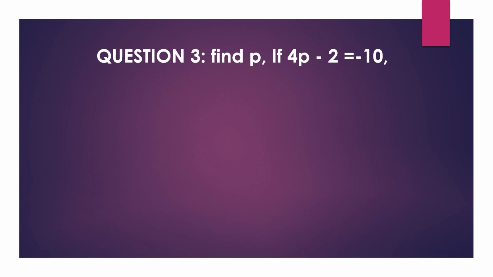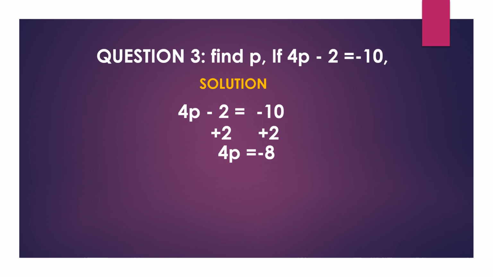Question 3. Find p if 4p minus 2 equals to minus 10. Solution. 4p minus 2 is equals to minus 10. We regroup. We're having minus 2 after the unknown. So we add 2 to both sides of the equation. The unknown will now be 4p equal to, what is minus 10 plus 2? We have minus 8. So we have 4p is equals to minus 8.